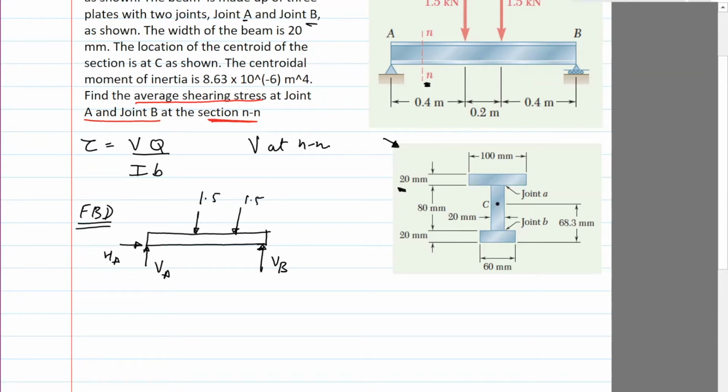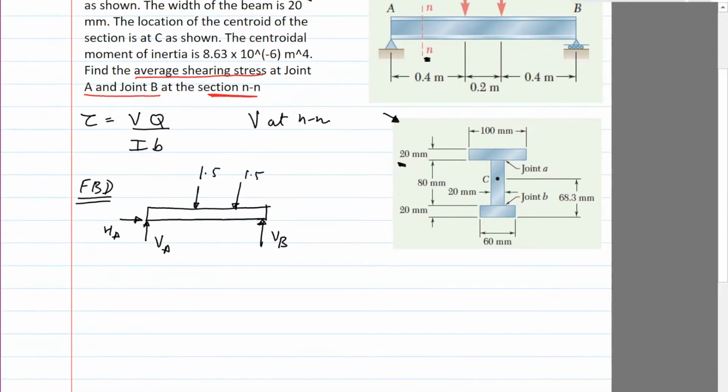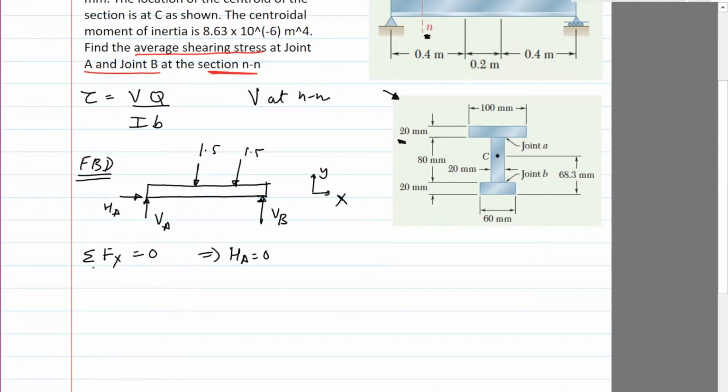Okay. And since we're interested in shear force, well, first of all, the sum of Fx, where x is this direction, y is upwards, is going to give me HA equals 0. It's not very important here. Nevertheless, we'll just find it. Fy equals 0 gives me VA plus VB minus 1.5 minus 1.5, the external forces, equals 0, which means that VA plus VB is 3.